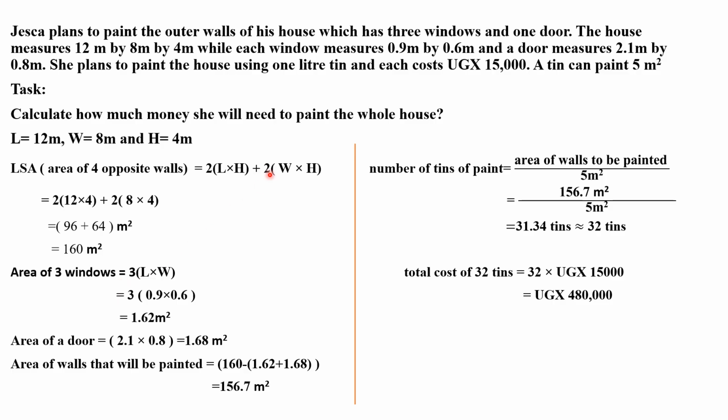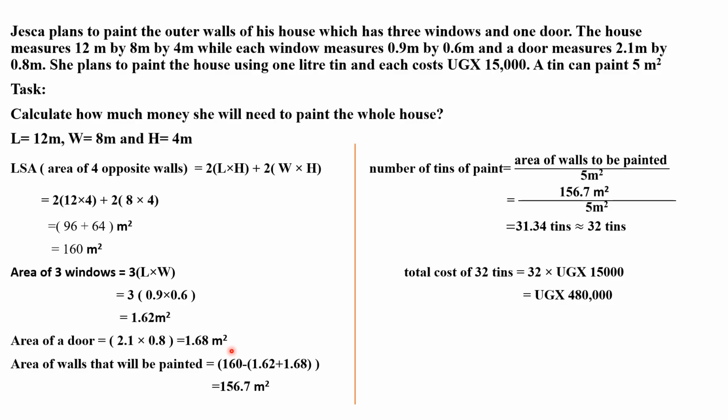So I'll just come here and I say that the window here has dimension 0.9 and 0.6. So I'll come and I say that length times width, 0.9 times 0.6 times 3, I get 1.62 square meters. That is the area for the 3 windows. And then here the area for a door is length times width, and 2.1 times 0.8, I get 1.68 square meters.